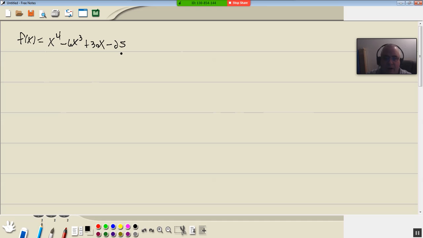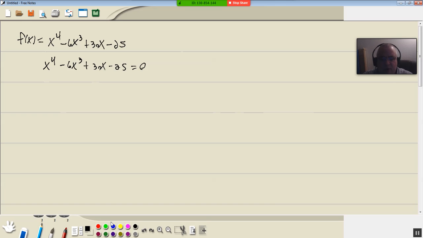Now our zeros are our answers when we set this equal to 0. So if I set the x to the fourth minus 6x to the third plus 30x minus 25 equal to 0, the largest power, which is the fourth power, tells us how many answers we're going to have. We're going to have 4 answers. And zeros are our answers. It's what values of x cause us to be true. It also happens to match, in some cases, where it crosses or touches the x-axis. Those are our real zeros.